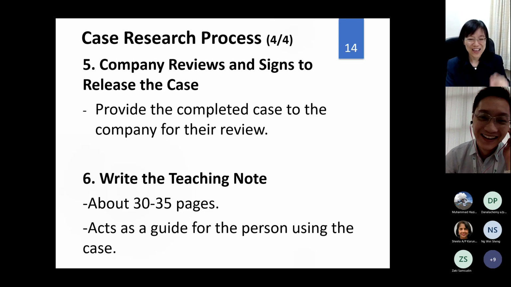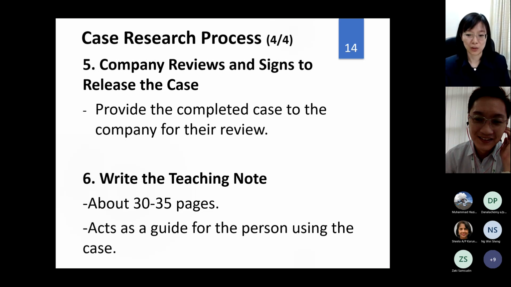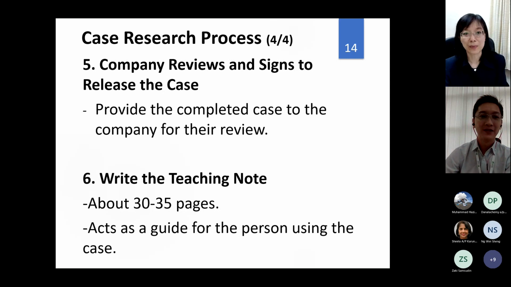Yeah. So you have to put in equal effort to developing your teaching note. Okay, so those are technically the 6 steps in the case research process, right?